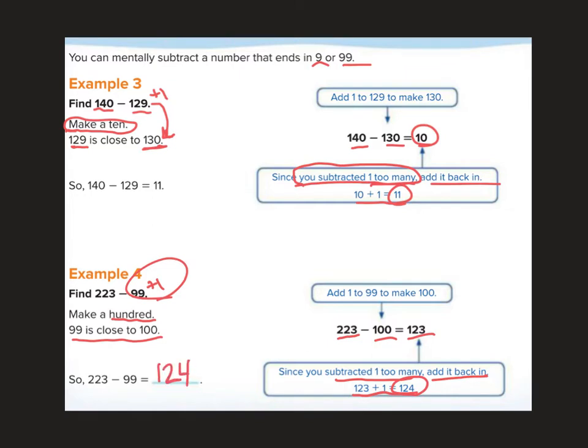Okay, now it's kind of tricky because it's not like the addition mentally where we take one away and we add one back in. This is completely different. We're taking one, well, we're adding one and then we're adding it again, which is so confusing, but we just need to keep thinking about you subtracted one too many, so I need to add it back in.